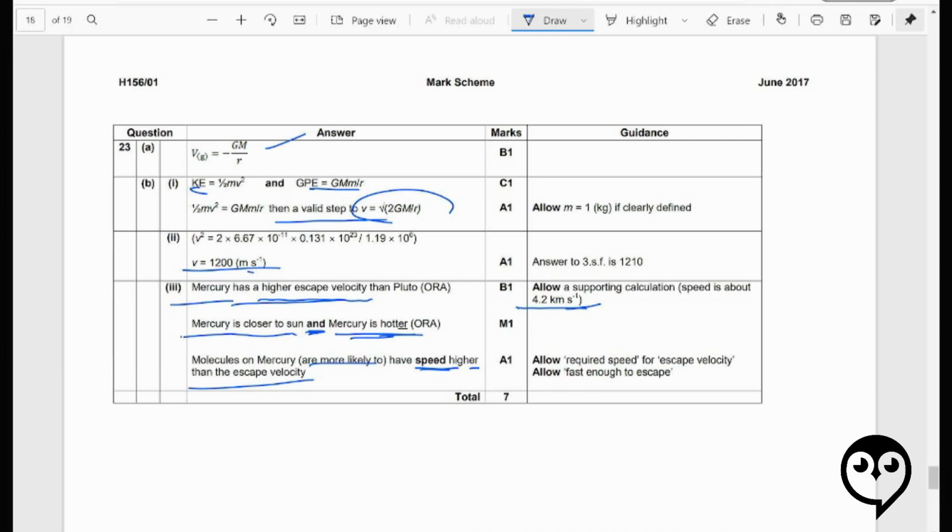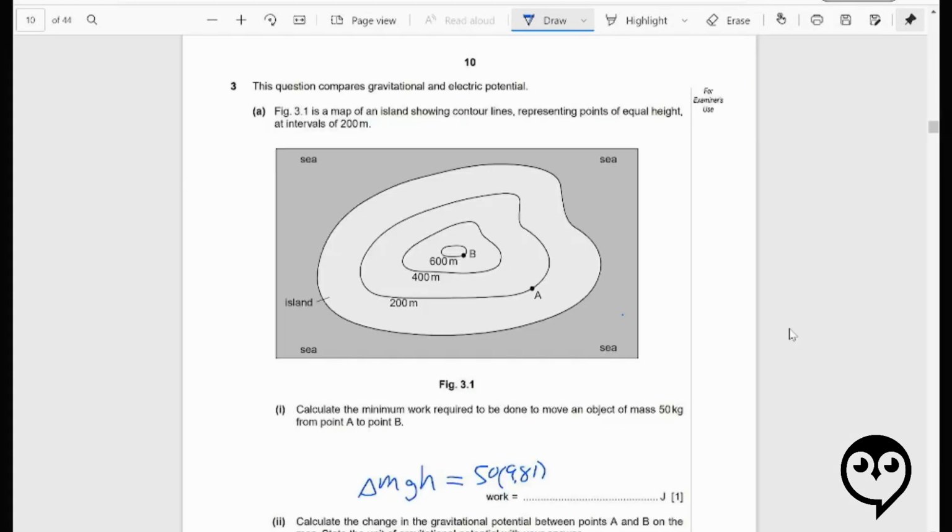Pluto, as I was saying, will not have the escape velocity. These particles will not likely ever reach that. You could say required speed for escape velocity. You could say fast enough to escape. That's fine, but try to be technical and use your terminology.